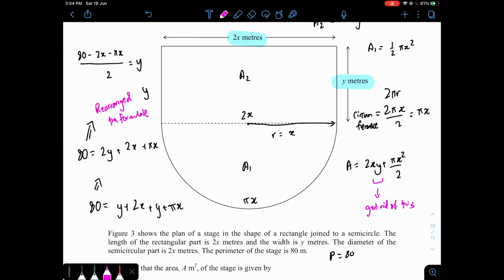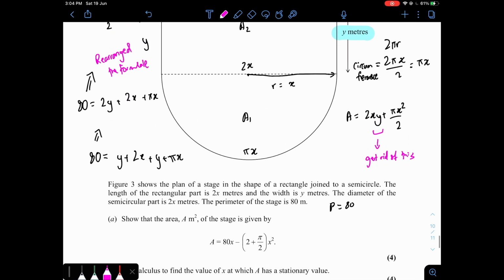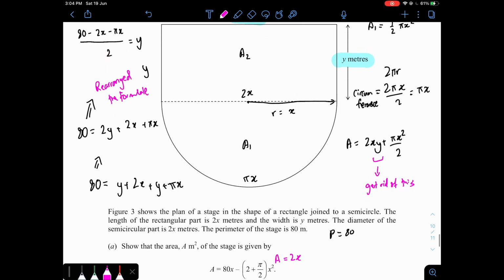Okay, so what do you do next? We just substitute it, right? So our A will be 2x times y. We know what y is now, right? So the area is 2xy, so it's 2x times AT minus 2x minus pi x all over 2 plus pi x squared over 2.